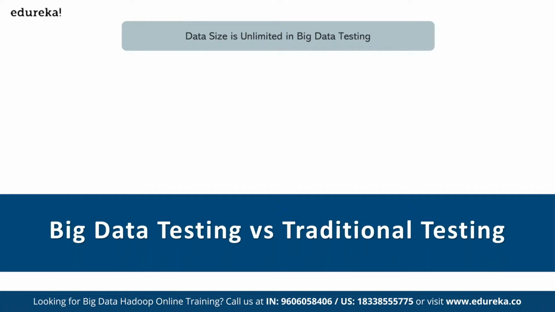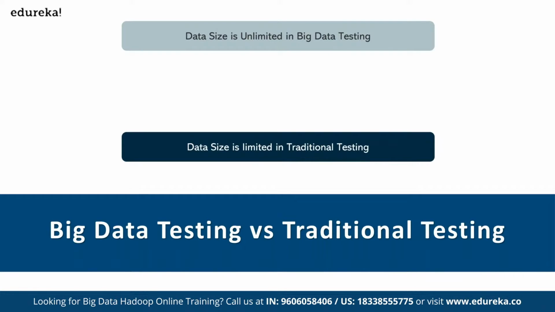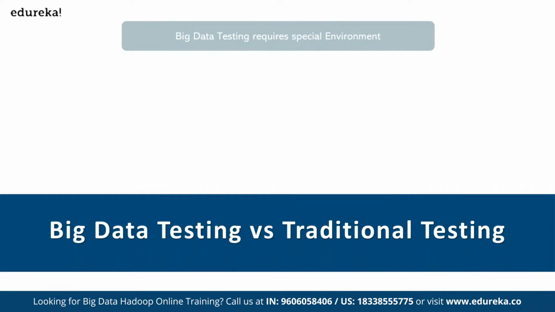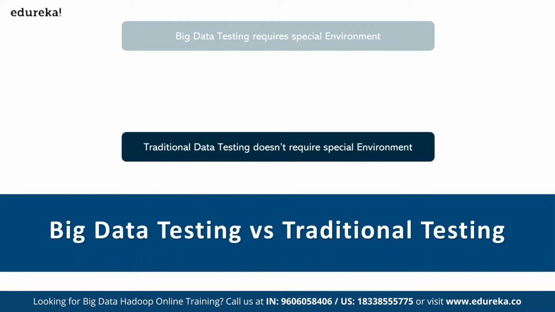Data size is unlimited in big data testing. It is big data, right? So it is going to be unlimited data testing. Data size is limited in traditional testing, which makes it a pretty simple one. Then big data testing requires special environments. We have seen the environment as in testing environment, constraints, considerations that we need to pay attention to. Traditional data testing doesn't require special environment. They have some tools which we can use out of the box for testing that particular system in a traditional system. Whereas in big data, depending on what kind of application is used there, you will have different testing environments.